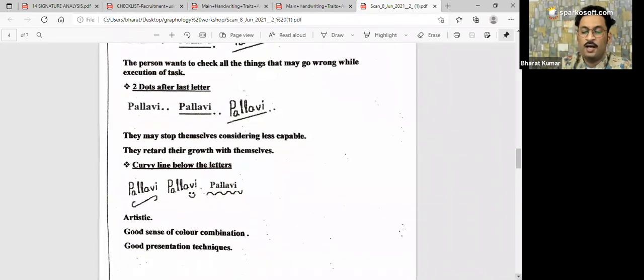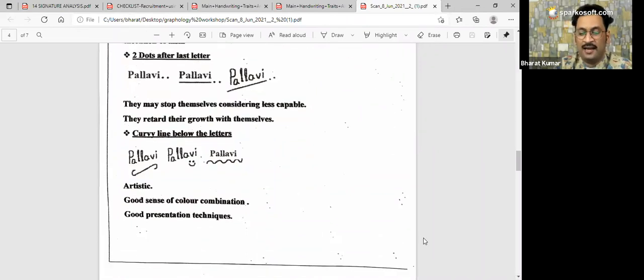You have a curvy line or wavy line, check. You have three different ways. Actually, these three lines are artistic lines. So good sense of color combination, good presentation technique. Yeah, Dakshani, work on that. Below the signature, there should be hardly one dot, no two dots.